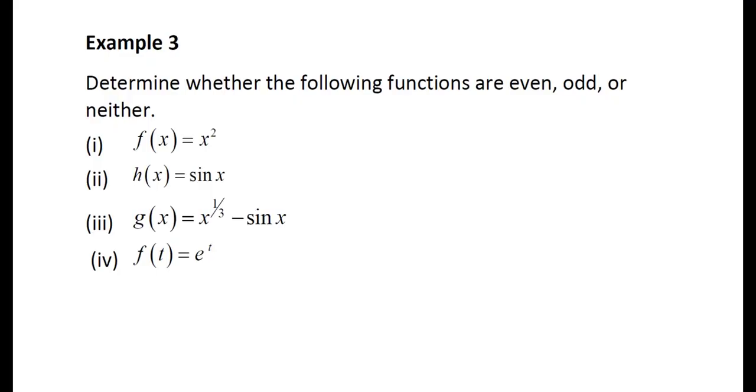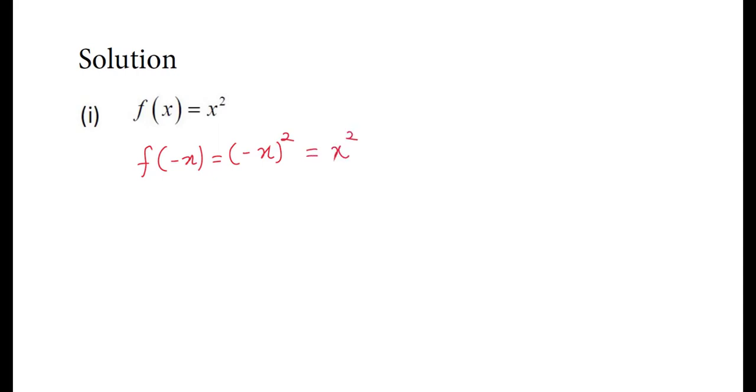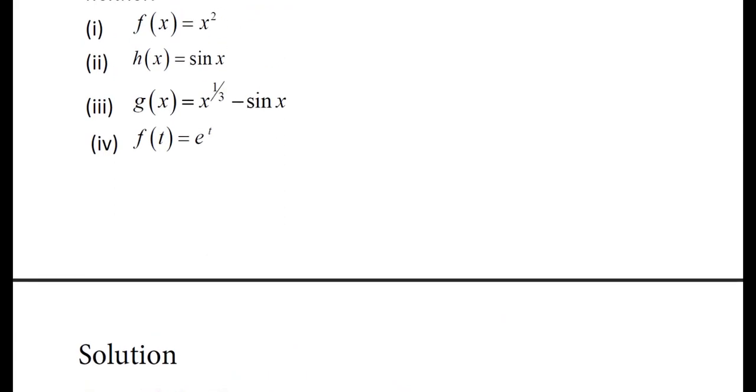Okay, now we want to look at example 3: determine whether the following functions are even, odd, or neither. So the first one is f(x) is equal to x squared. So what we have to do is f(negative x) equals negative x squared. So we get x squared. So this one is f(x). So this means it is an even function. Okay.